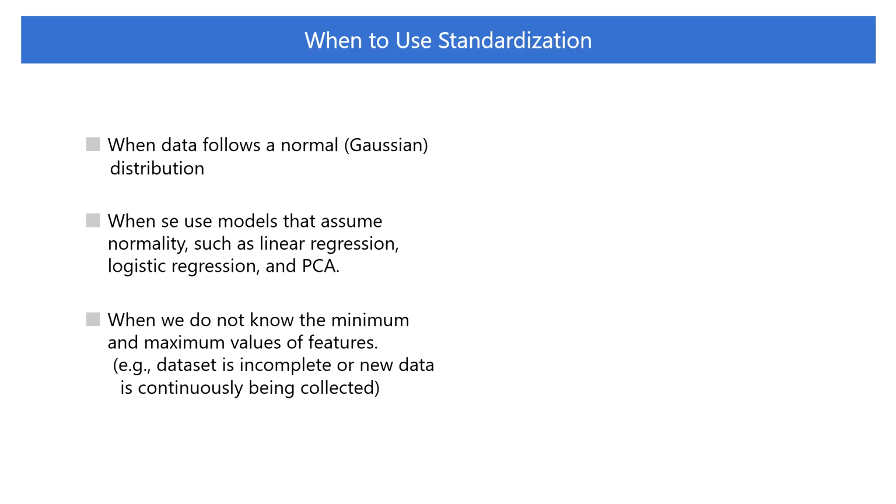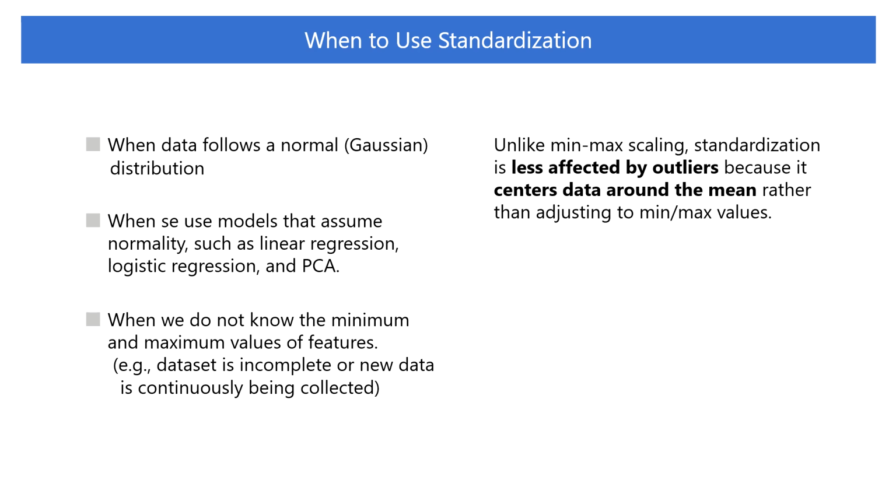First, when data follows a normal distribution. Second, when we use models that assume normality, such as linear regression, logistic regression, and principal component analysis. Third, when we do not know the minimum and maximum values of the features. Such cases typically occur when the dataset is incomplete or when new data is continuously being collected.